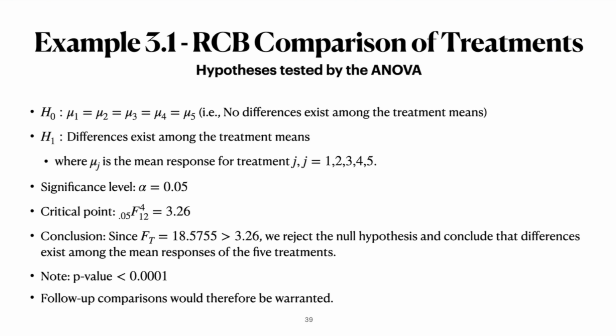Now note that in this particular situation the F statistic is very significant. It's quite a bit larger than the critical point, and that translates into a very small p-value. In fact, the p-value is less than 0.0001, and we'll find the exact value here in a second.